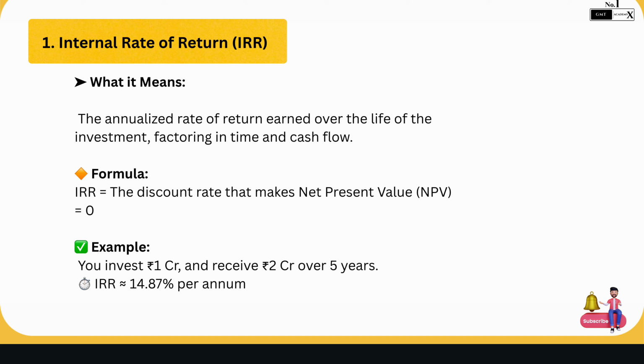What is IRR in real estate private equity? It means the annualized rate of return earned over the life of the investment, factoring in time and cash flows. As for the formula, IRR is the discount rate that makes the net present value, NPV, equal to 0. For example, let's say you invest 1 crore and receive 2 crores over 5 years. So your IRR would be 14.87% per annum. This is how we calculate IRR and report it to the investors as well.